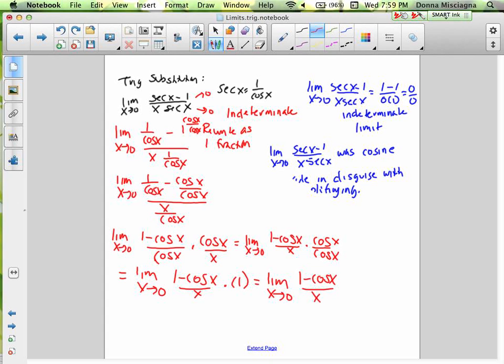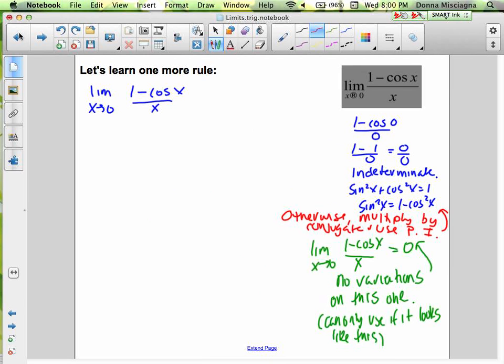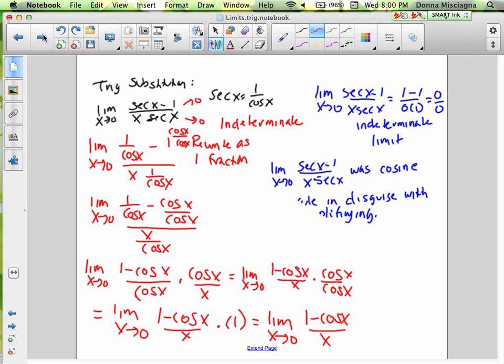Well, I've got the limit as x approaches 0 of 1 minus cosine x over x. Have we seen that somewhere? Look at that. The limit as x approaches 0 of 1 minus cosine x over x, and that's equal to 0. I thought I had the 0 in there. Equals 0. And look, we have a 1 minus cosine x over x. We can use that rule.